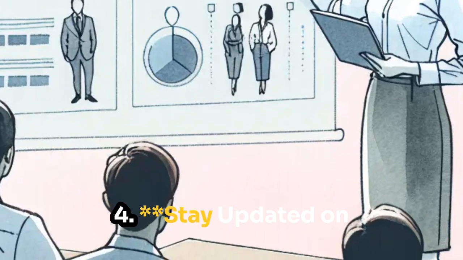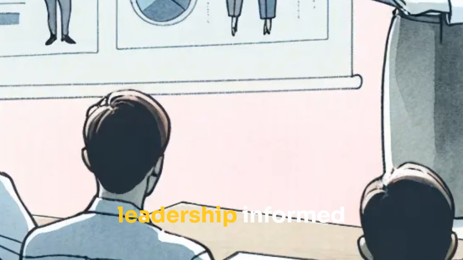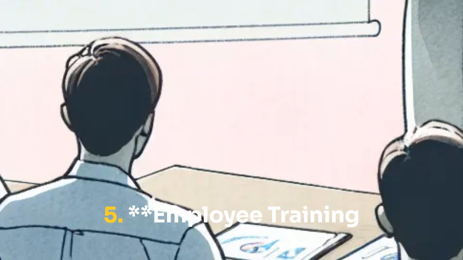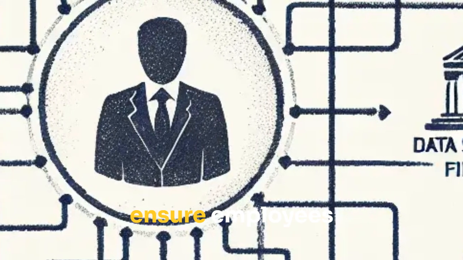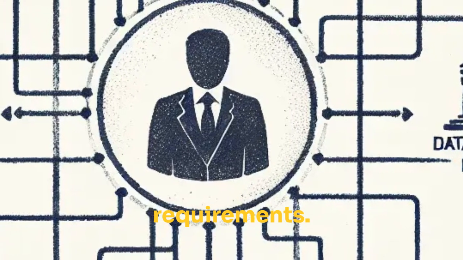4. Stay updated on changing regulations. Laws evolve frequently. Keeping leadership informed about new compliance requirements is essential. 5. Employee training and awareness. Provide training programs to ensure employees understand workplace policies and compliance requirements.